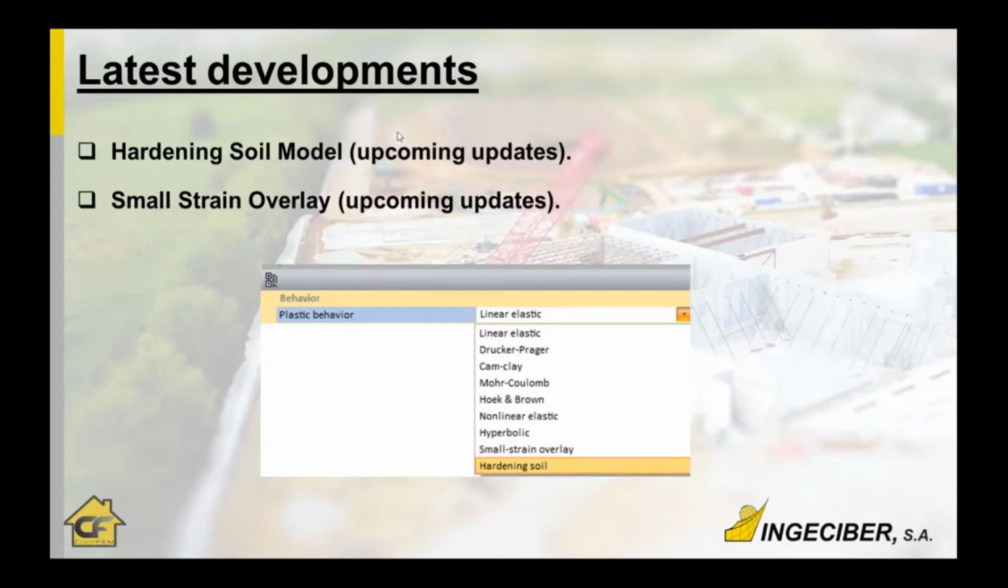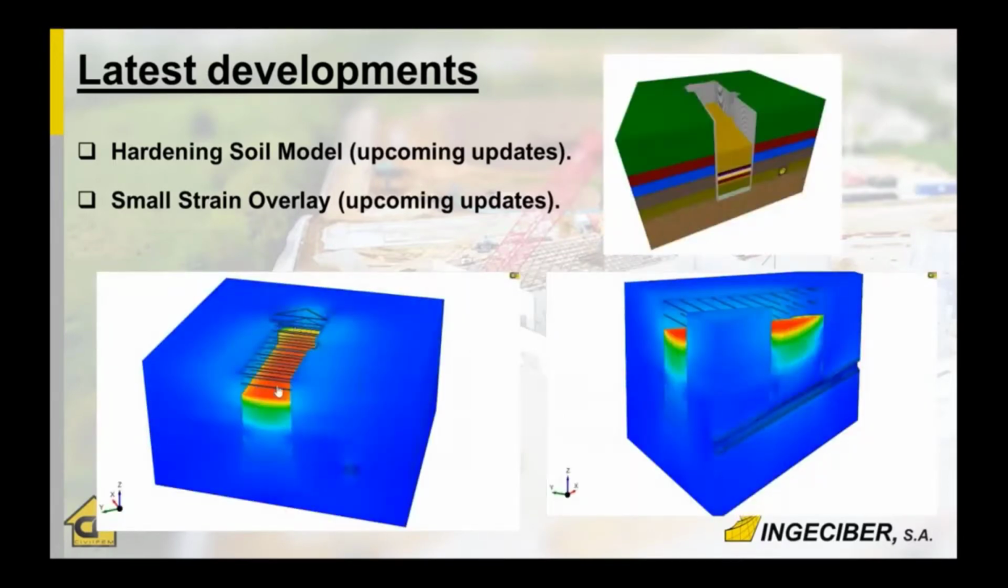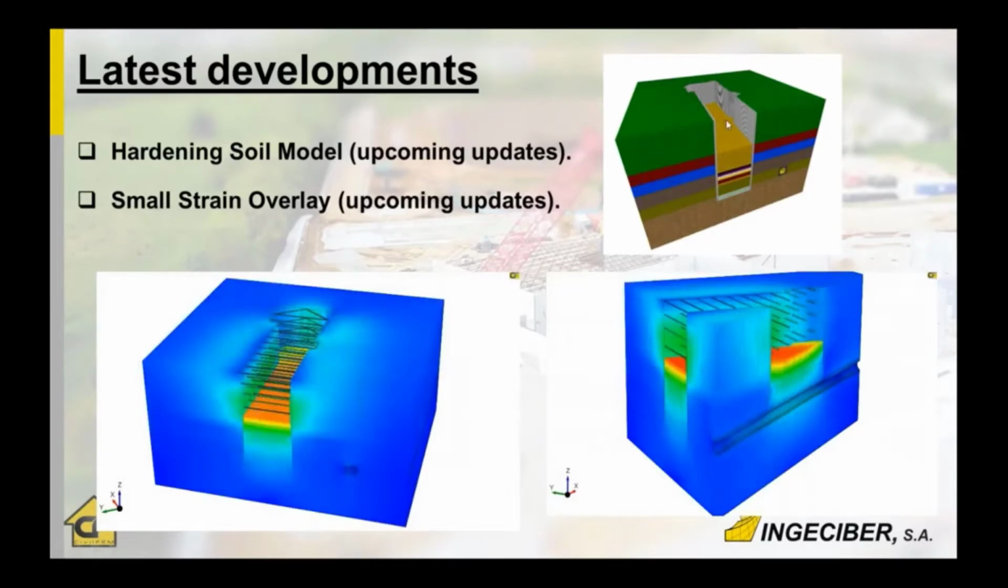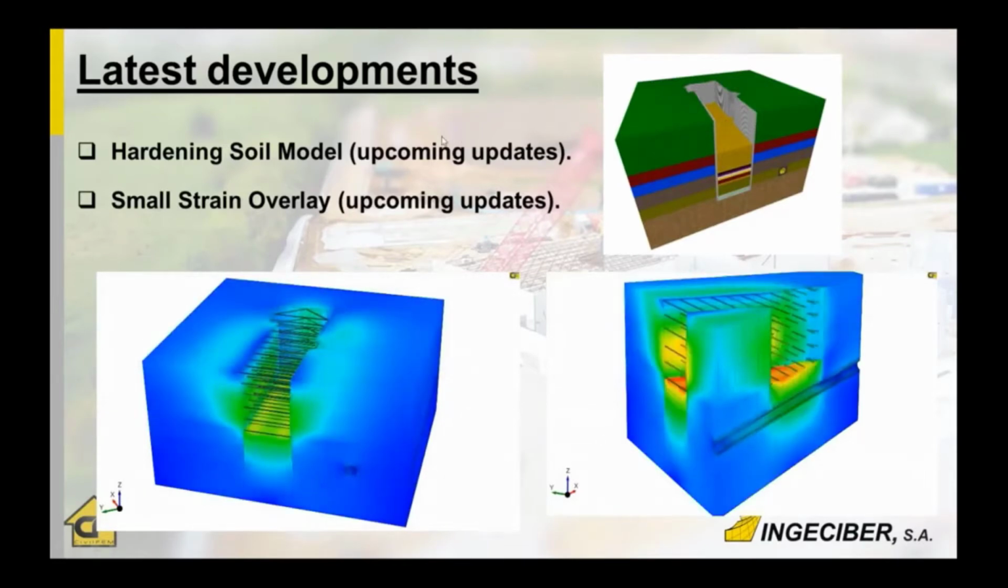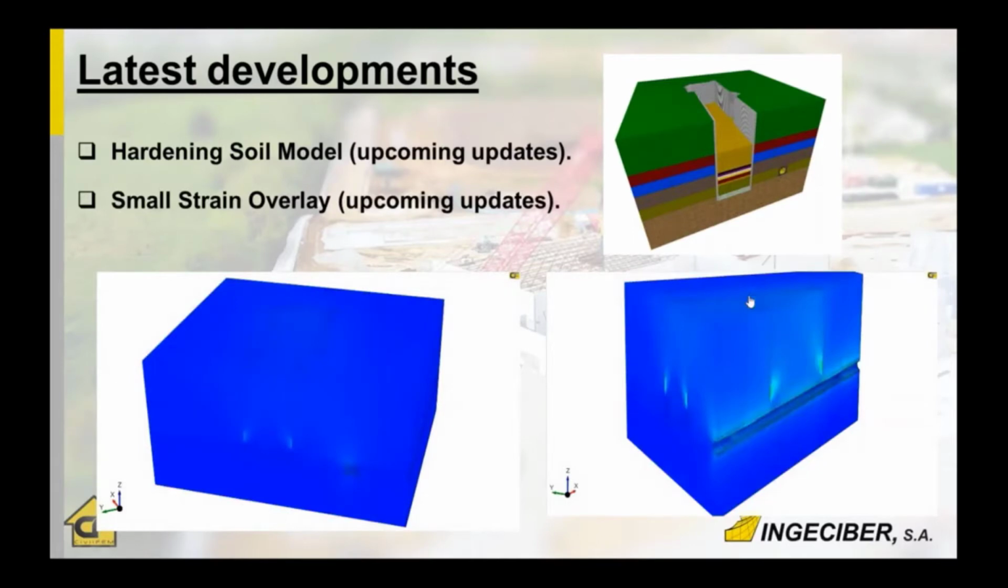And as you know, the hardening soil model and the small strain overlay are very suitable for structures where we have excavation and construction in the model with loading and unloading loads, also for retaining walls that can have some displacements. For this type of models, these material models are very suitable.